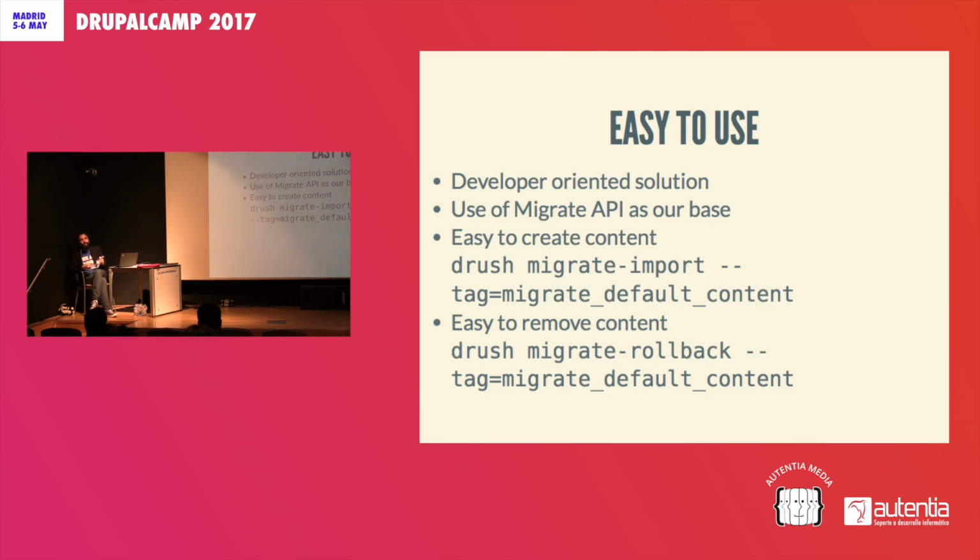It's very cool that Migrate maintains some tables and knows what content this module, Migrate Default Content, created. So you can always revert it or update it. And the tag thing that you see here is a core concept. In Drupal 7, groups were used, but now groups is a concept of another module called Migrate Plus, that has more power than tags, but it's simpler. We only need to use tags. So yeah, you can always roll back your content and have a clean site again.